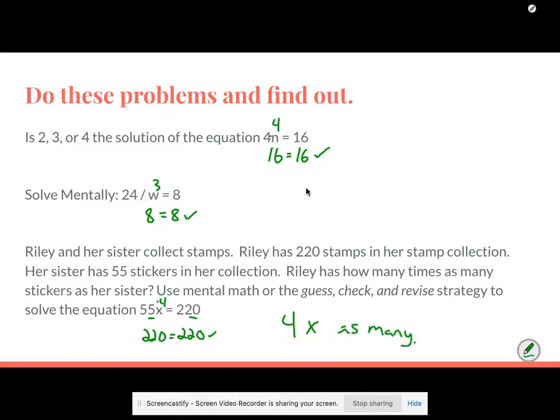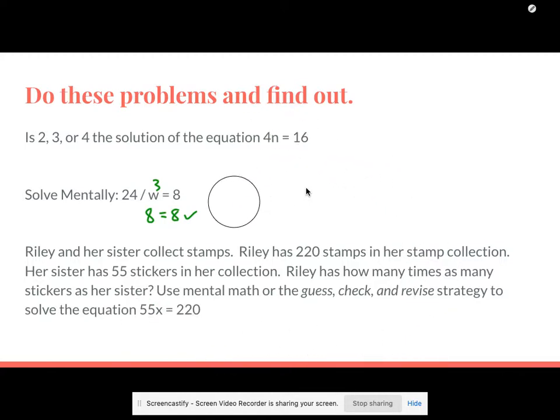All right, and that ends up being how you're going to solve all of these mentally. It's just getting you comfortable and used to seeing equations now, and we will then solve them.